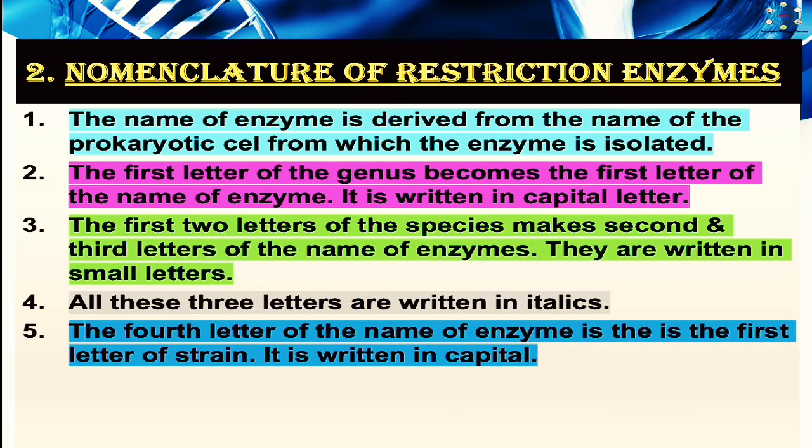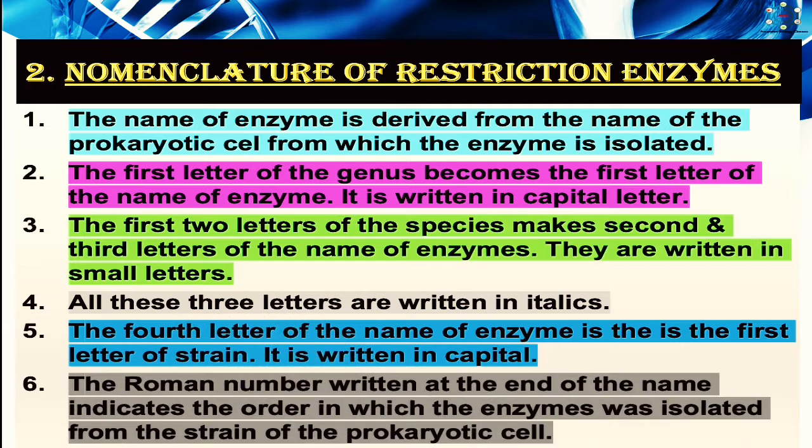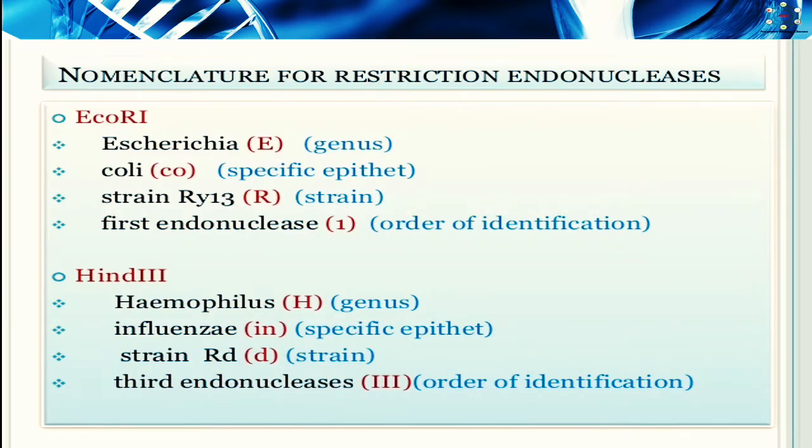The fourth letter of the name of the enzyme is the first letter of a strain, and it is written in capital. The Roman number written at the end of the name indicates the order in which the enzyme was isolated from the strain of the prokaryotic cell. So this is the way of nomenclature. Now here you can see the example.